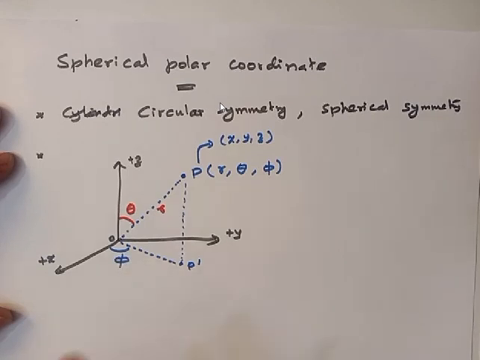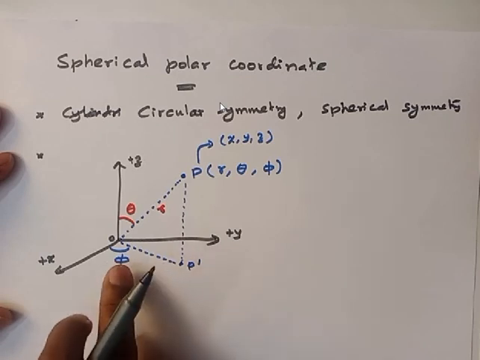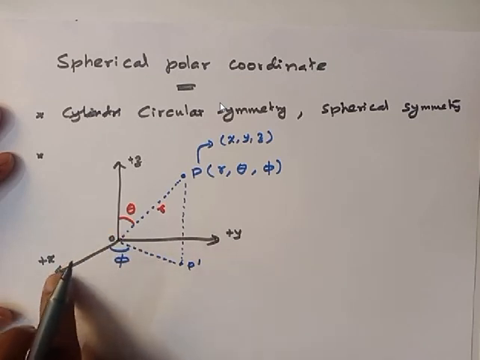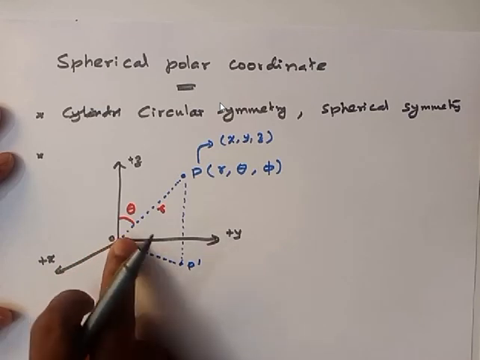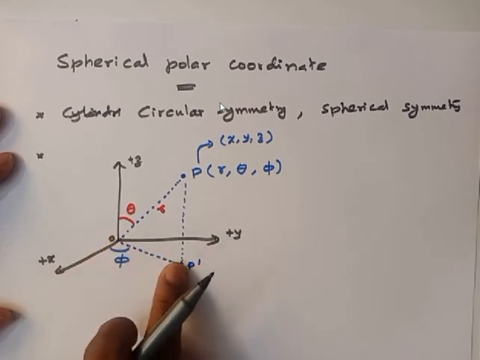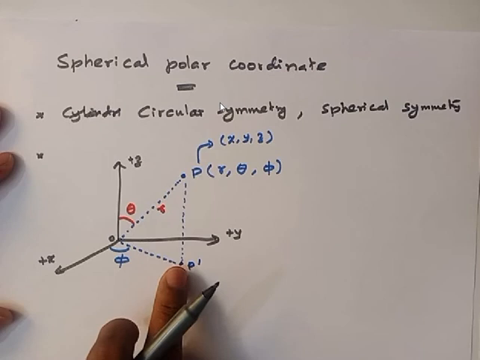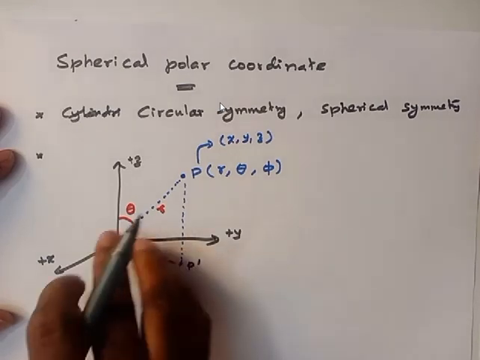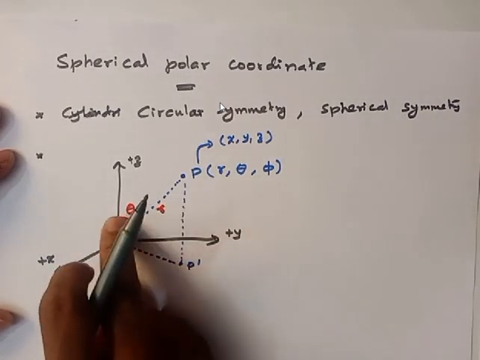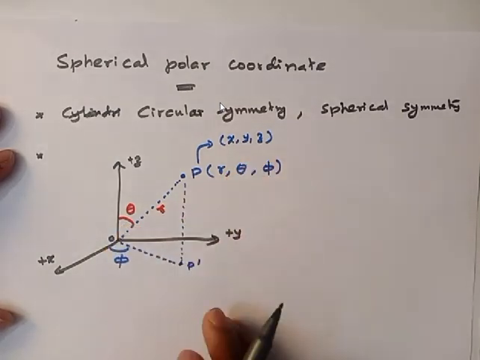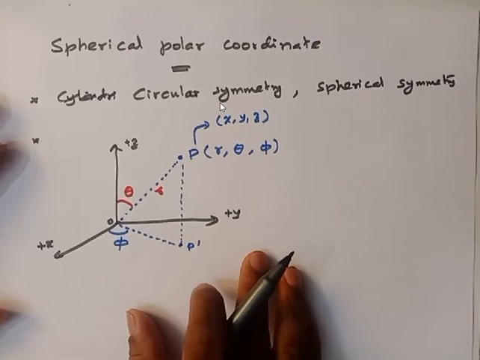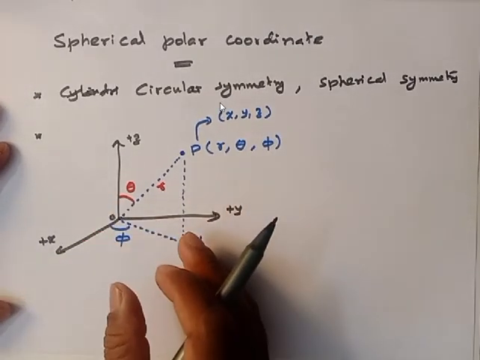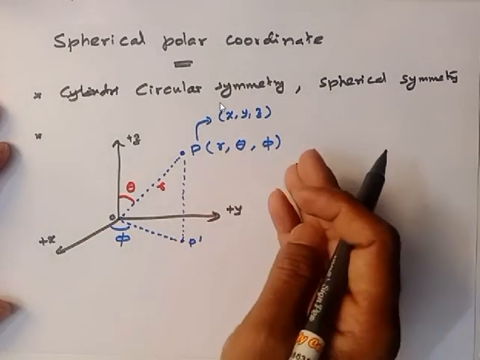So keep this in mind. What is phi? Phi is nothing but the angle between the positive x-axis and the line joining the origin and the projected point in the xy plane. This angle is called the phi angle. Now, these variables r, theta, phi are called spherical polar coordinate variables. Now what is the relation between r, theta, phi and x, y, z?